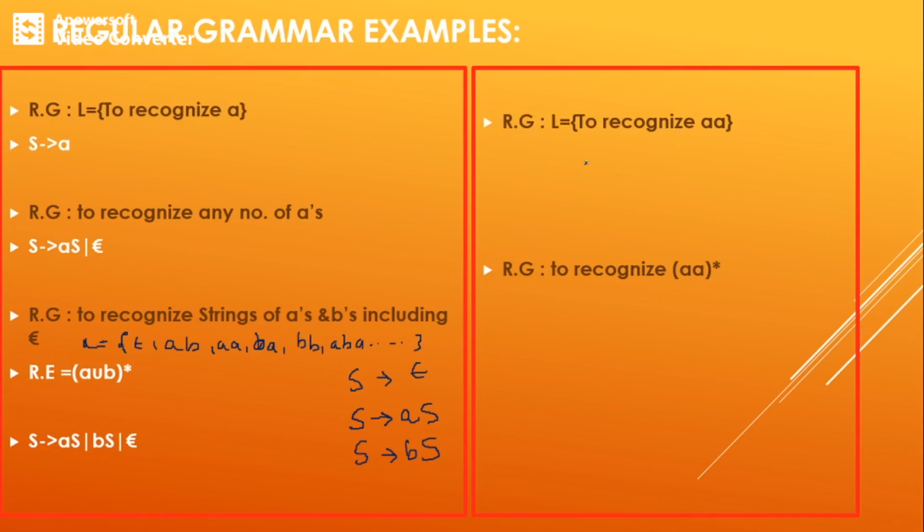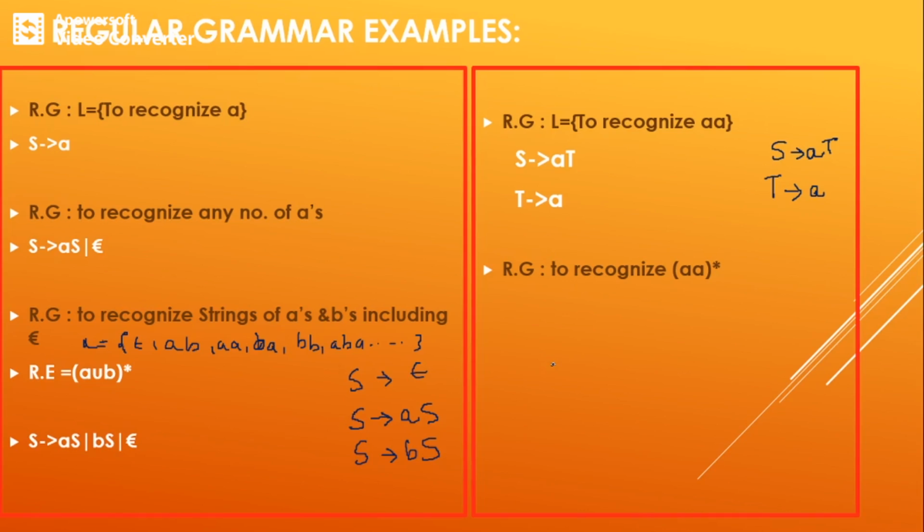Next, to recognize just AA. How do I get that? Because two A's must be there. For the first A, I will use a non-terminal. A non-terminal cannot be a part of the string, remember. So T should recognize another terminal A, that is the second character, and then you can stop. So S can give you AT, and T can give you another A. So the grammar will contain this rule.